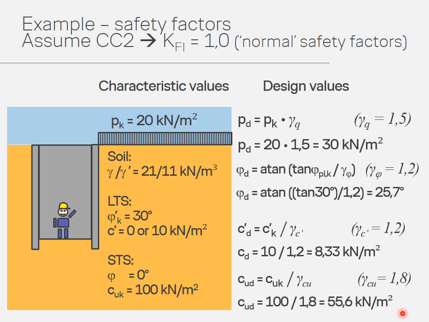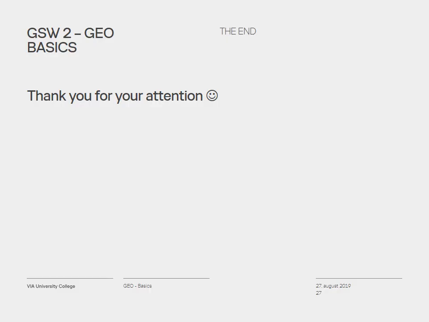So as you see, the use of safety factors in geotechnical engineering means we increase the load and then we decrease the strength parameters of the soil. And this is then the method that we use to determine the earth pressure, which is a very big part of the content of the 4th semester here.